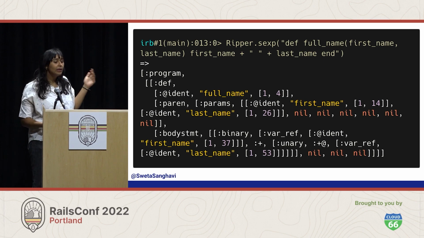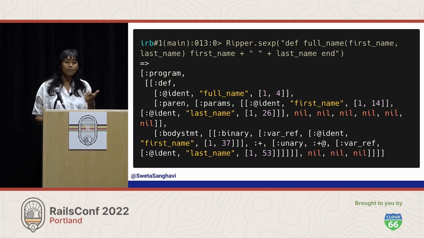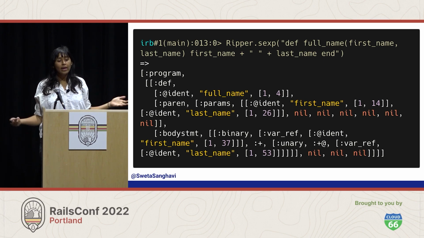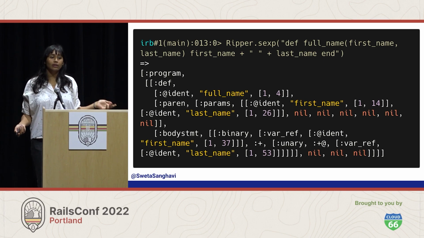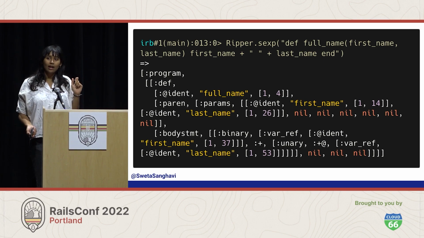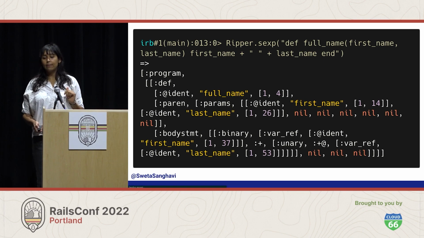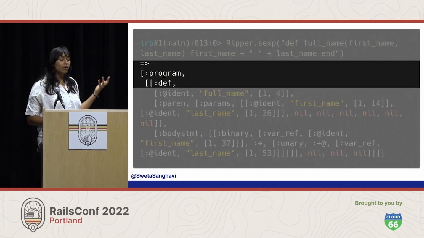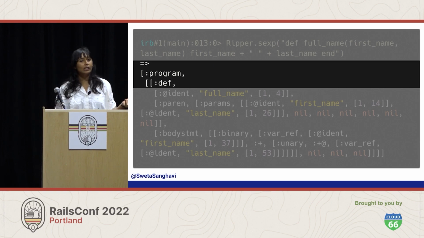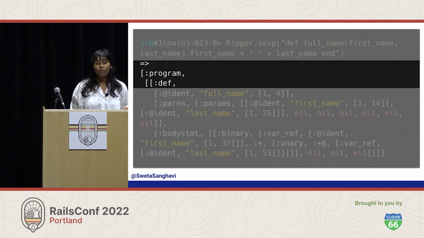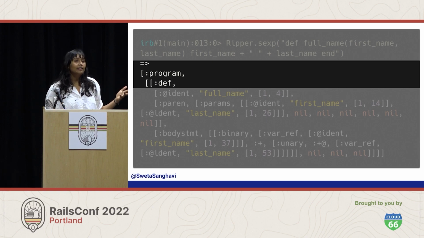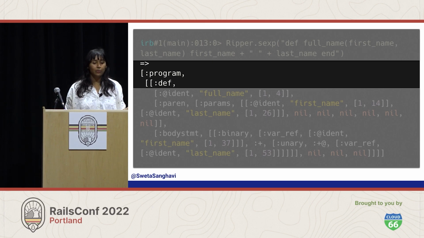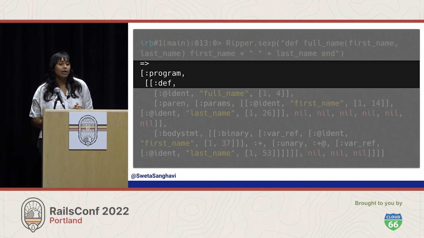Kind of a lot, but we can see there's a symbolic expression of our program in a data structure of array of arrays. Let's take a look at it step by step. When we look at just the beginning, we see the symbol program, and we see our def keyword. So we're starting to define a new method, and it's outputting that program symbol.